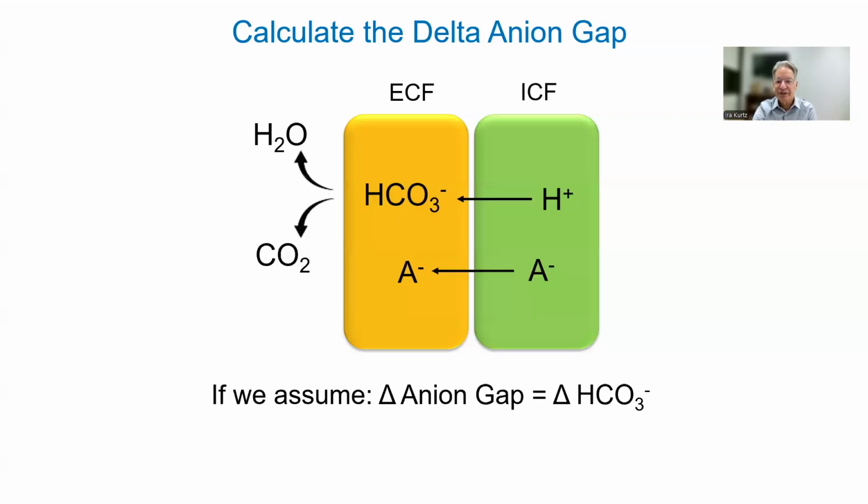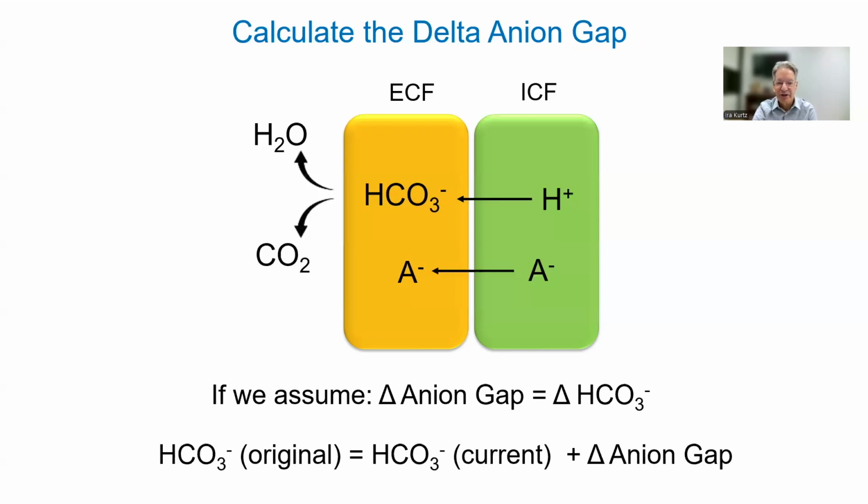Now, if we assume that the anion coming into the extracellular fluid is matched by the same amount of protons coming in and lowering the bicarbonate, then you might assume that the increase in the anion gap is equal to the fall in bicarbonate. And this thought is used to calculate the original bicarbonate, where the original bicarbonate is equal to the change in the anion gap, the elevation of the anion gap, plus the current bicarbonate.